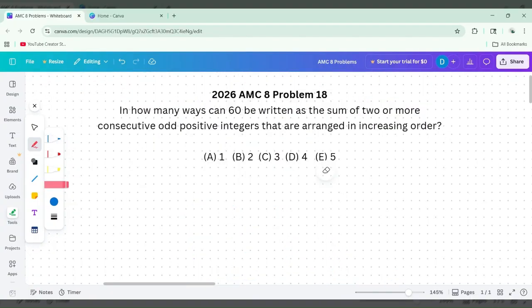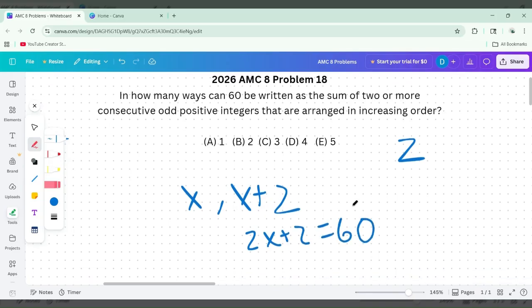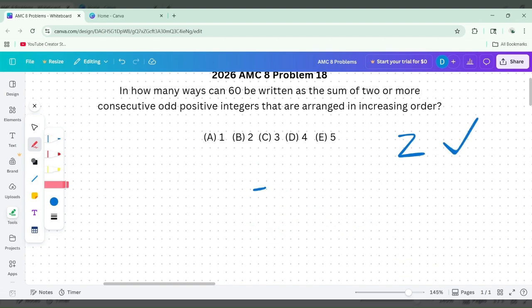So we're going to do casework based on the amount of consecutive odd positive integers, starting with 2 because 2 is the bare minimum. So we have x plus x plus 2, 2x plus 2 is equal to 60. So x is equal to 29. That works. Now let's test 3.